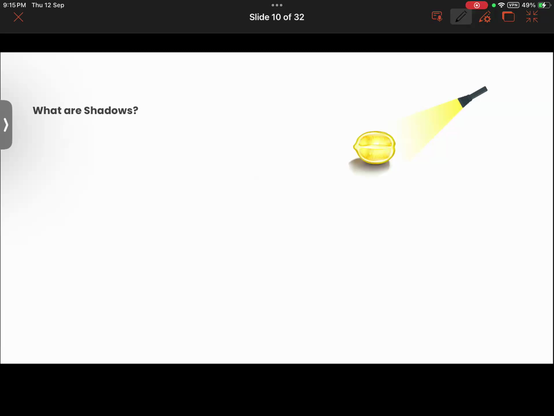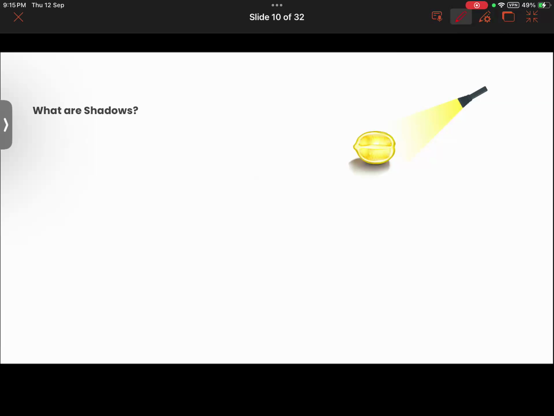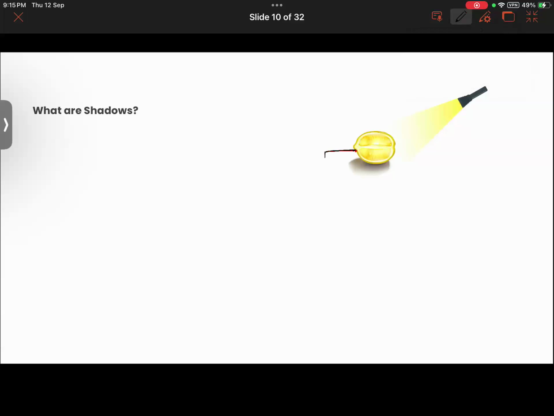Then talking about shadow. So what do we know about shadow? You explain this. When a shadow is formed, what is it? Sir, shadows form when an opaque object blocks the path of light. So a dark portion is formed on the opposite side of the object. Sir, shadow is always formed on the opposite side of the light, right? Exactly, on the opposite side of the light and on the opposite side of the object also.